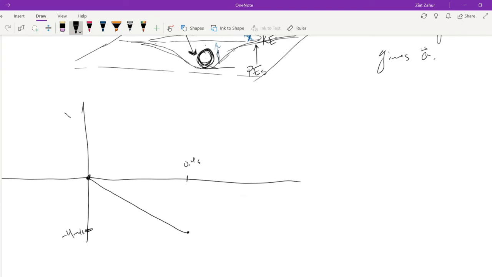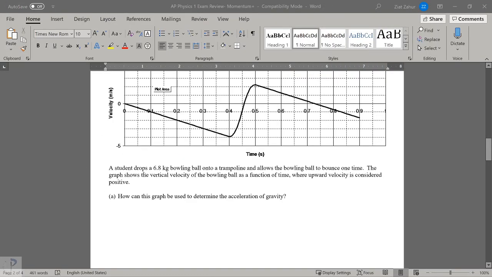Right, so this is the velocity graph. I'll use black for velocity as a function of time. Okay, let's go and use pink. Pink would be momentum as a function of time. Since momentum is just the scale value, the mass of the ball was given earlier in the paragraph. A student drops a 6.8 kilogram bowling ball.